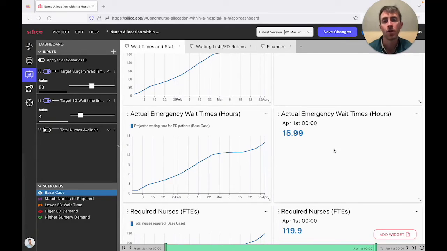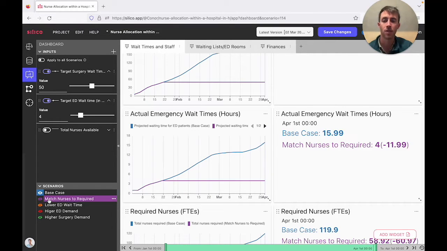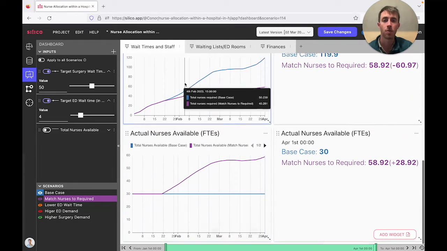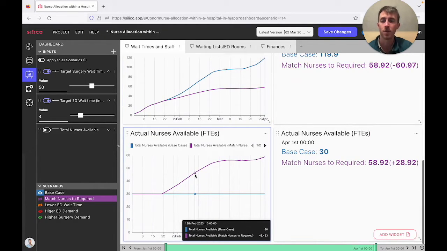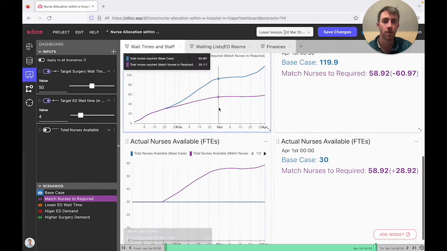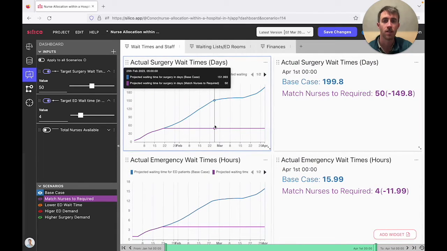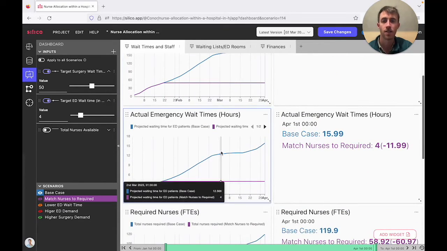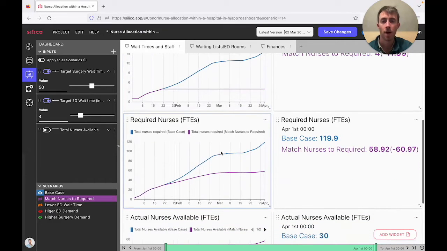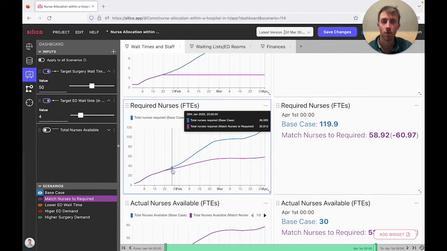Okay, so let's test out one other decision in the model. Let's imagine that we are trying to figure out how much budget we would need if we were to hire as many nurses as are actually required in order to achieve the target ED and surgery wait times. So we've created a scenario here, which you can see on the left in the actual model, where the total number of nurses available is going to equal the required. So we can see this purple line here, which represents this scenario. In this scenario, the actual nurses available is going to be the same as the required nurses. So obviously that allows us to achieve our target surgery wait time of 50 days and our target ED wait time of 4 hours.